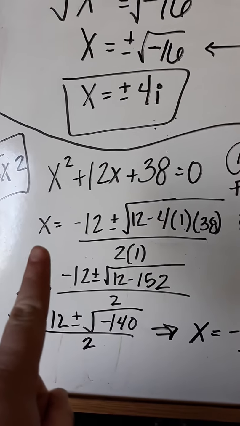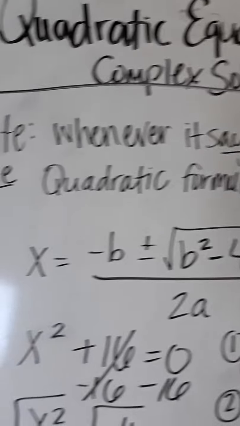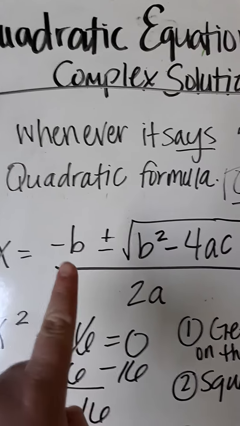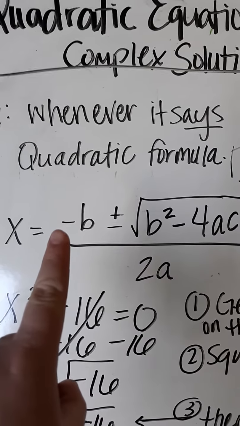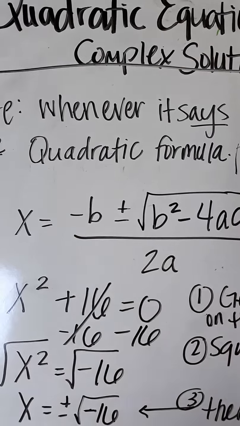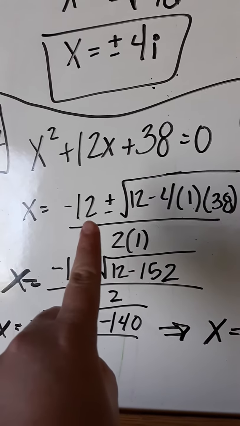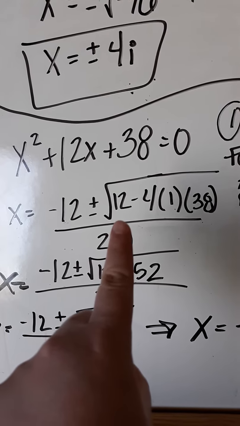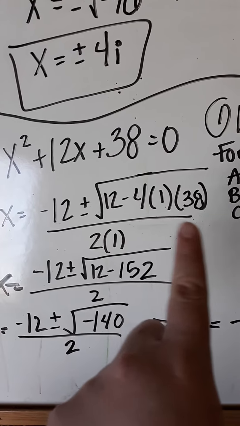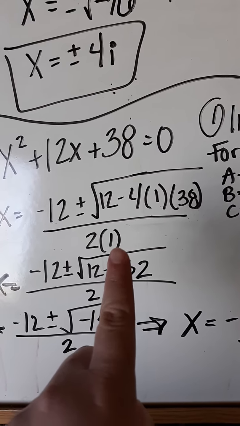So down below I plugged it into the formula. So x equals negative b. Going back up to the formula, notice that the formula has a negative b. You have to keep that negative no matter what. If your b turns out to be negative, you have to put two negatives in there. Okay? So popping back down here, I have negative b, which is 12, plus or minus square root 12 squared minus 4ac, so 1 and 38, divided by 2a, which is 1.